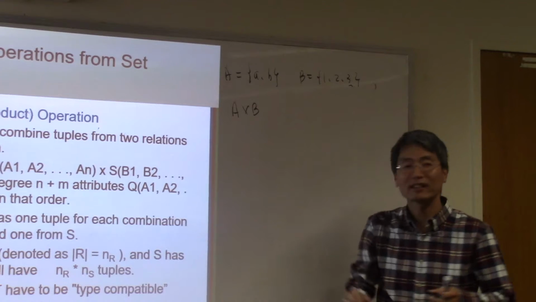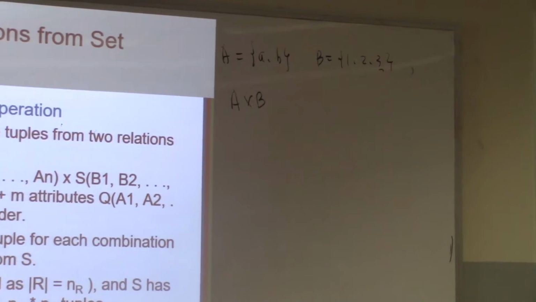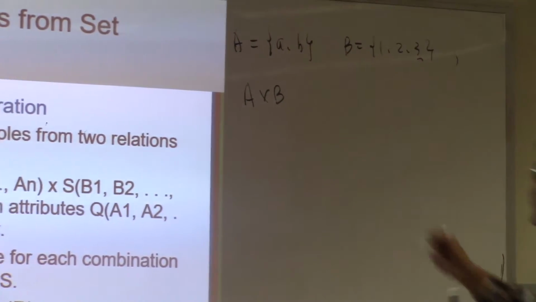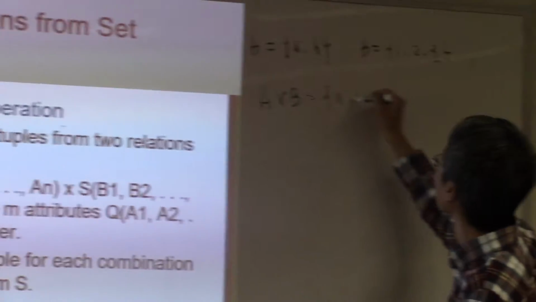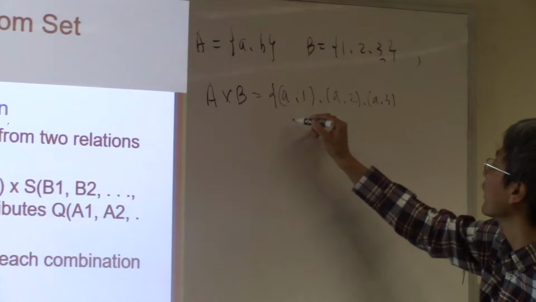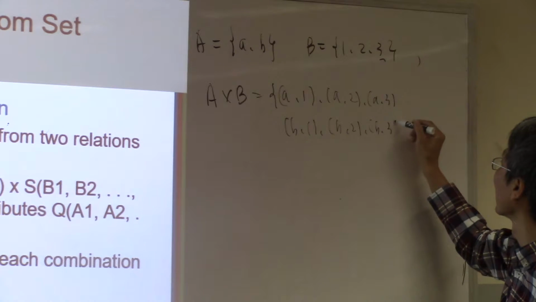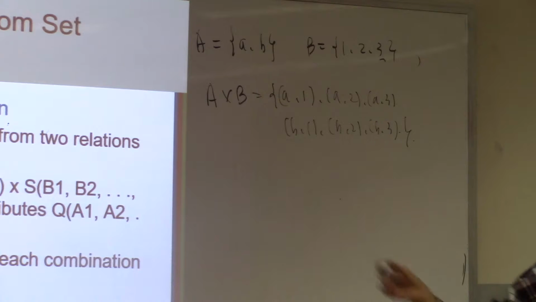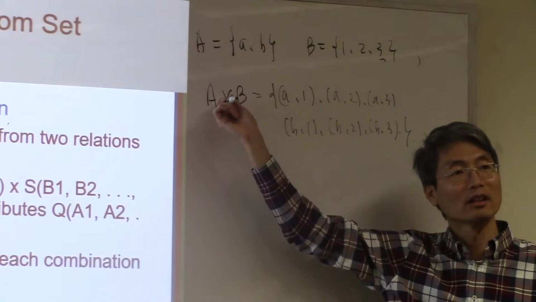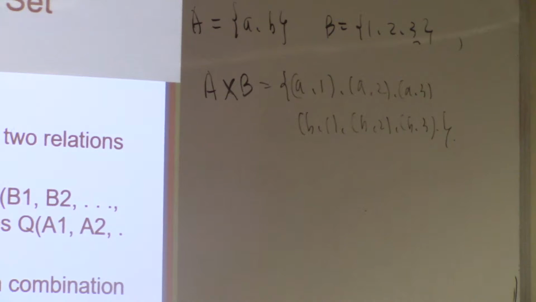What is A times B? Do you remember such a question? It's all combinations: A1, A2, A3 with B1, B2, B3. What is this called? It's the Cartesian product. Cartesian product is all combinations of elements from two sets, two tables.